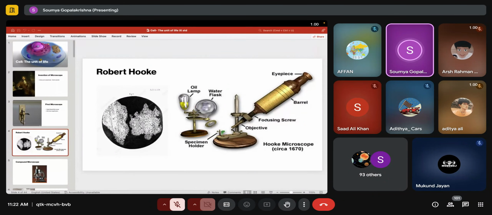This is called Robert Hooke's microscope. This is the image of Robert Hooke's microscope. Now, if you see here, this is the eyepiece where you put your eye and see. There is one lens. So he used two lenses over here. Okay, this is one lens, and there was a hollow draw tube. At the tip of it, there is another lens over here.